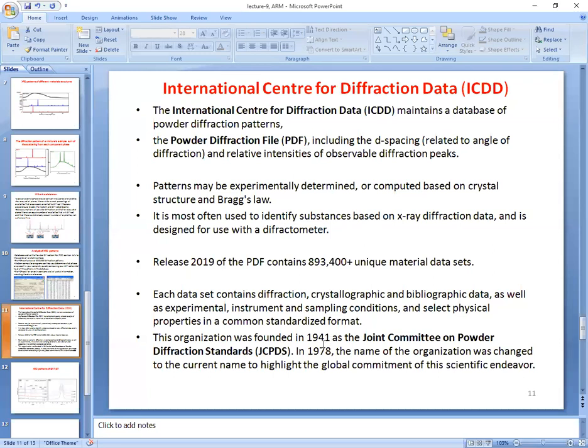This organization was formed in 1941 as the Joint Committee on Powder Diffraction Standards, so it was the JCPDS card. We just called it the JCPDS card. In 1978, the name of the organization was changed to the current name, the ICDD, to highlight the global commitment of this scientific endeavor. So this is international data, and we have software like WinXPow on our computers to analyze the data obtained from different crystalline materials.